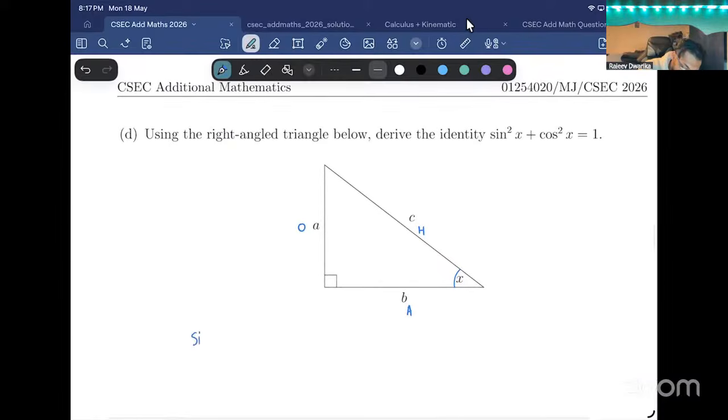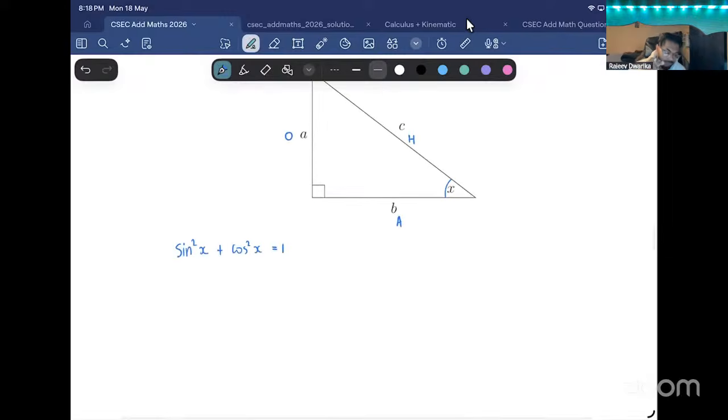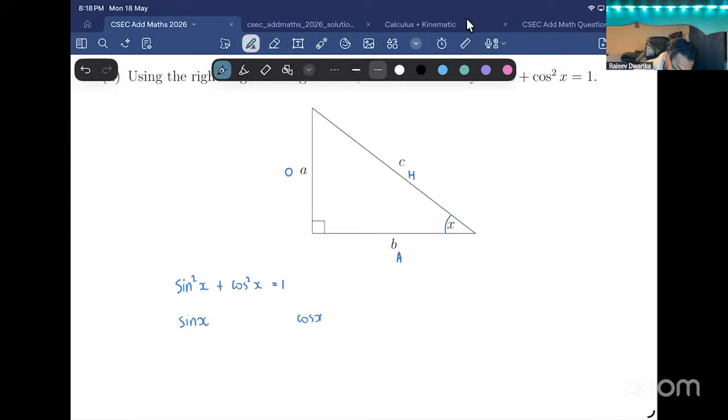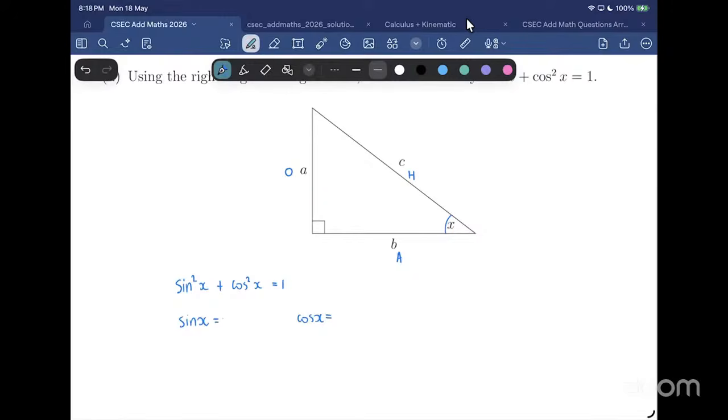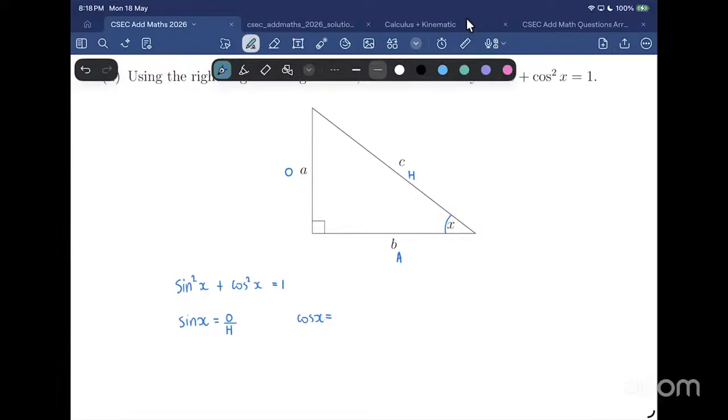Right, so we want to prove that sine squared x plus cosine squared x is equal to 1. The best proof for this comes from the unit circle, but anyways, I would need to figure out what sine x is and what cosine x is. I think sin x is minus cos x. No? Nah. Even simpler. Sine x is just the ratio between the opposite and the hypotenuse. So sine x is O over H. What is cos x? A over H.